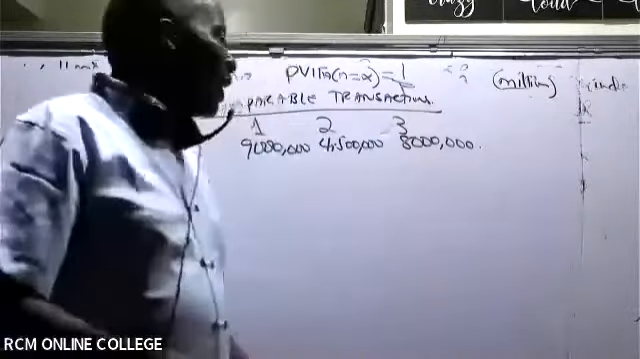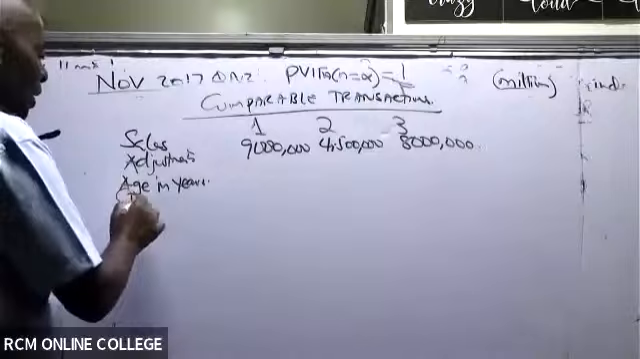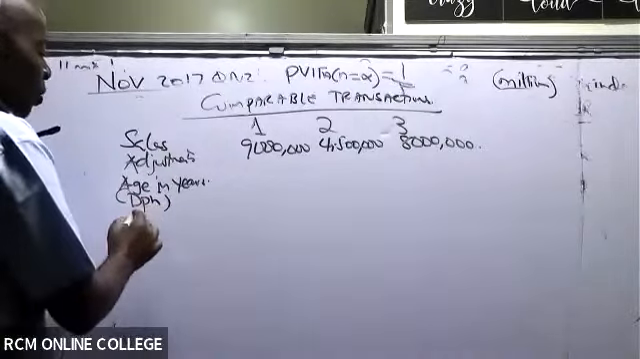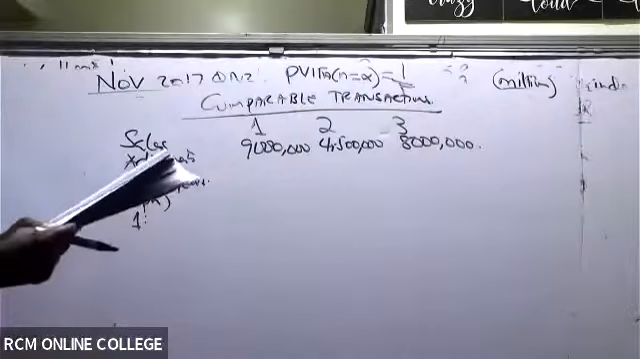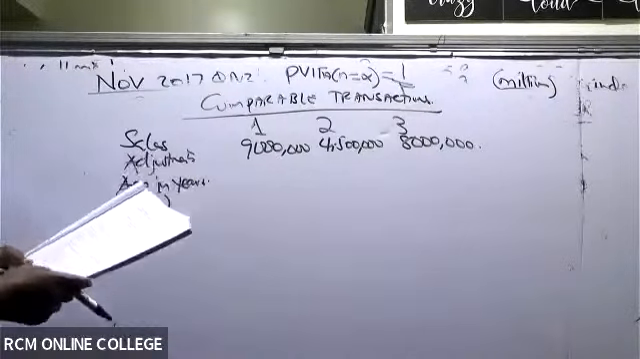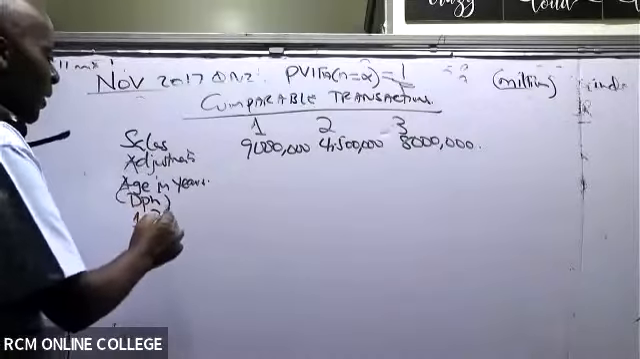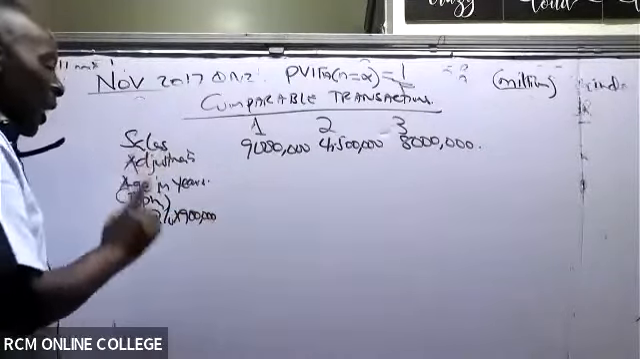So then, with this age, I'll simply look at the depreciation. Let's look at the first property. They have told us it is 2%. Property depreciates at 2% per annum. So I'll take 2% of the first property, which is 9 million. So this is per annum.